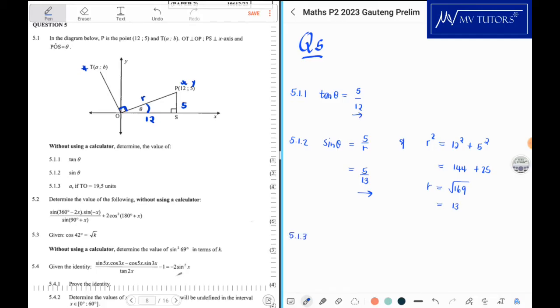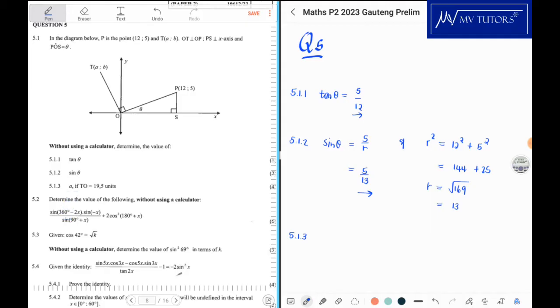Now 5.1.3. Now we need to determine the value of A. So A is our x value over here. We are expecting a negative value for A. Okay, that's B. If TO is 19,5 units, so we have 19,5 units over there. Okay, I feel like erasing things. It's getting a little bit crowded over here. All right. Let's look at this with fresh eyes.